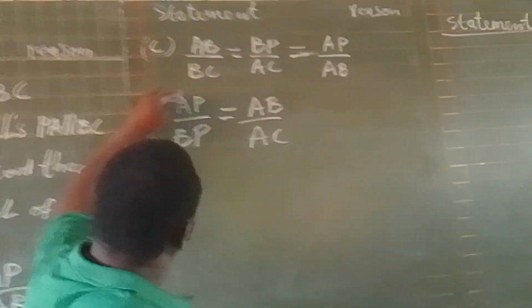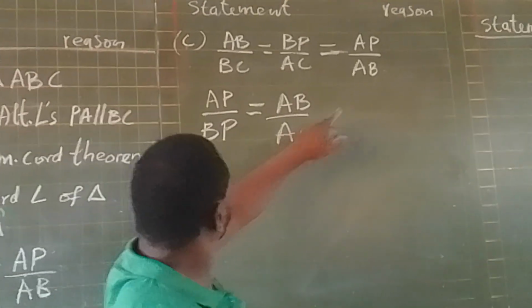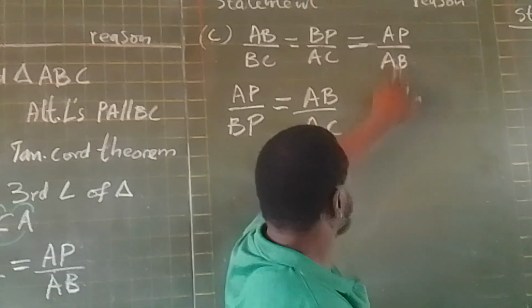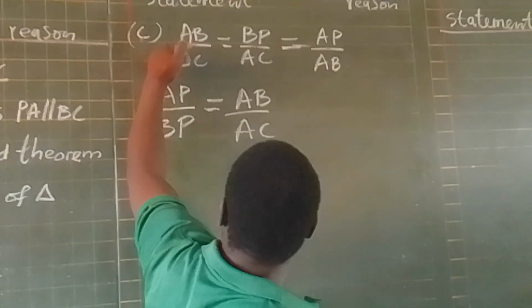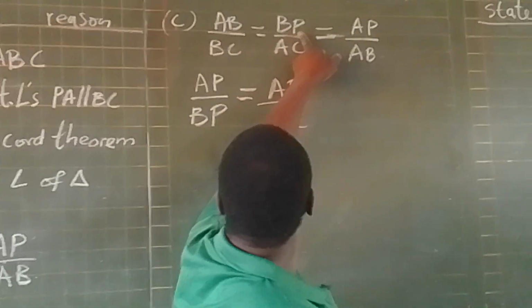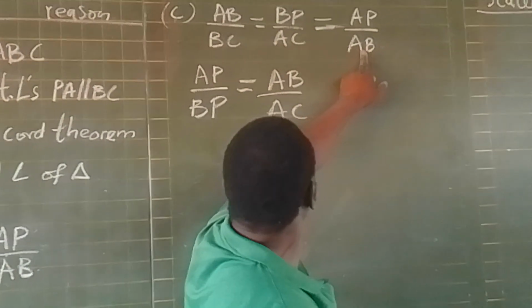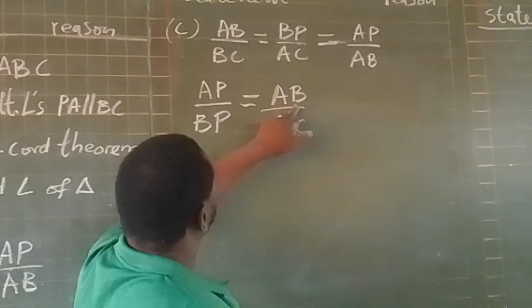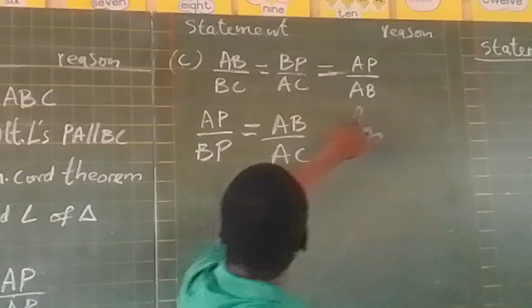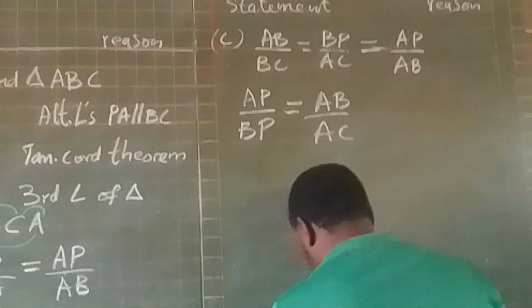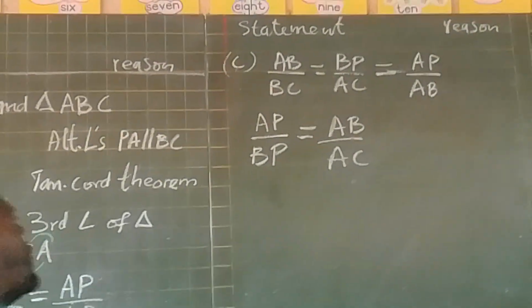Right. You can check AP over BP here. AP over PB. Here is PB. Here is AB. AB over AC. Now let's check. This one is a little bit tricky. I can't see why they arranged things.